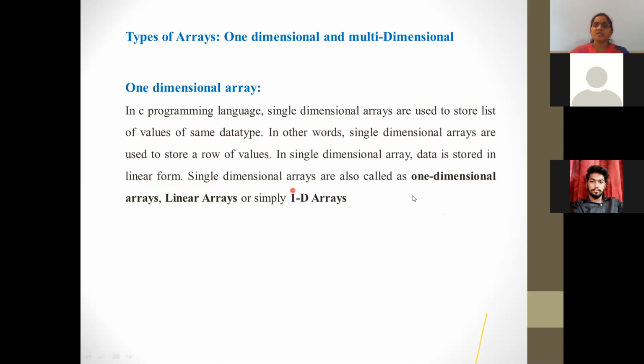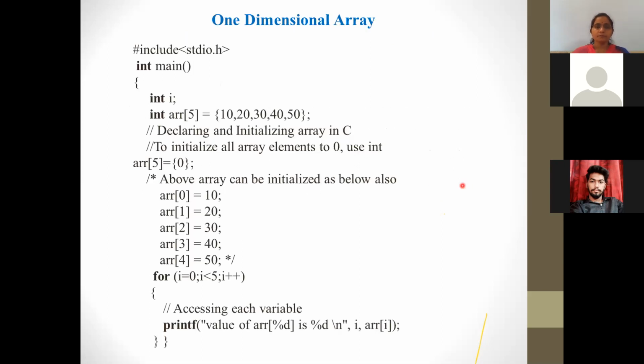So single dimensional arrays are also called 1D arrays, one dimensional arrays, linear arrays or simply 1D arrays. These are synonyms for a simple array. So you should remember that 1D array, linear arrays and one dimensional arrays, all these are synonyms. All these are alternative words which are frequently used for the concept of arrays.